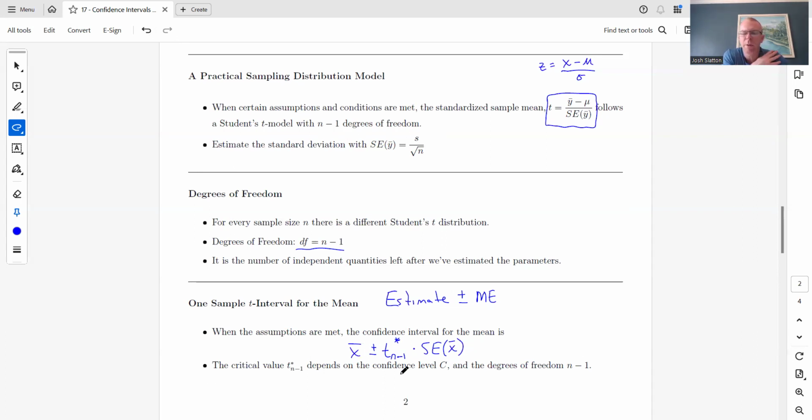Now if we compare this with the confidence interval that we did in the last chapter, we had p hat plus or minus z star times the standard error of p hat. So it's the same idea. It's just, again, with quantitative variables, we have to alter things slightly. So it looks a little bit different, but we're still doing the same thing. The critical value t star depends on the confidence level C and the degrees of freedom n minus 1.